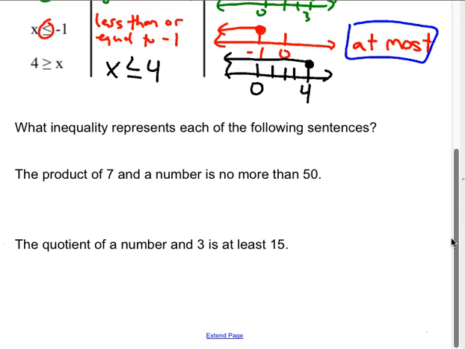All right, so what inequality represents each of the following situations? The product of 7 and a number. So I'm just going to call that number n, just because it doesn't say what letter to use. Okay, and it is no more than 50. Okay, so that's telling me it could be 50, or it could be less than 50, but it can't actually be 50. Okay, so that's what that's communicating to me.